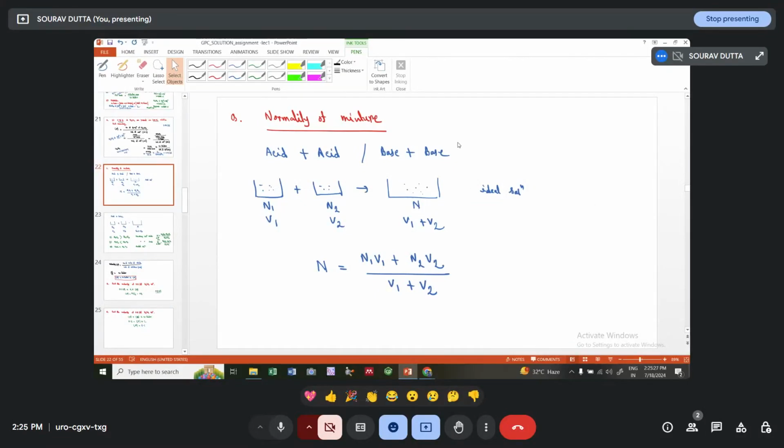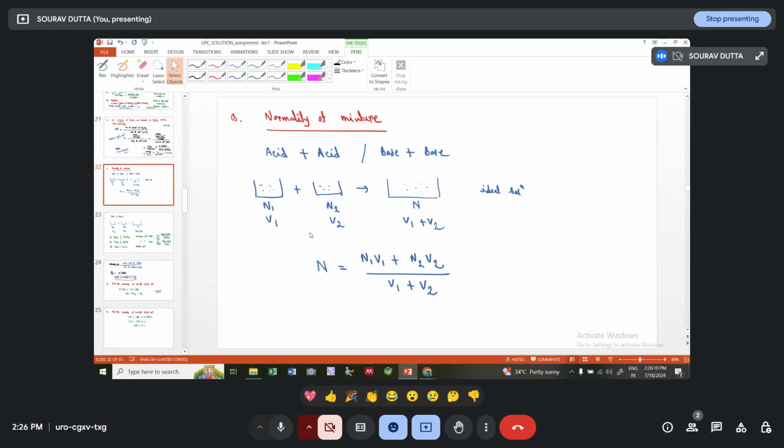Normality of a mixture. Suppose we take two acid solutions. The first one has normality N1 and corresponding volume V1, and another solution has normality N2 and volume V2. These two can both be acids or both can be bases. And then we mix these two solutions. So if I take it as an ideal solution, then the final volume will be the summation of these two. But in case of a non-ideal solution, this volume cannot be equal to the total of V1 and V2. That I will explain in detail in my next class.